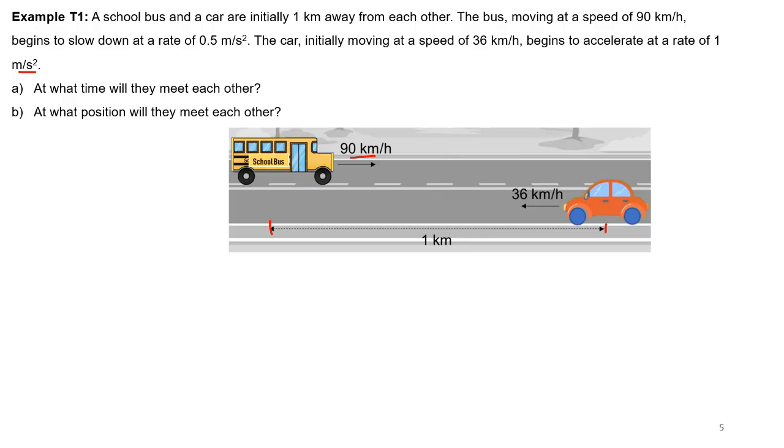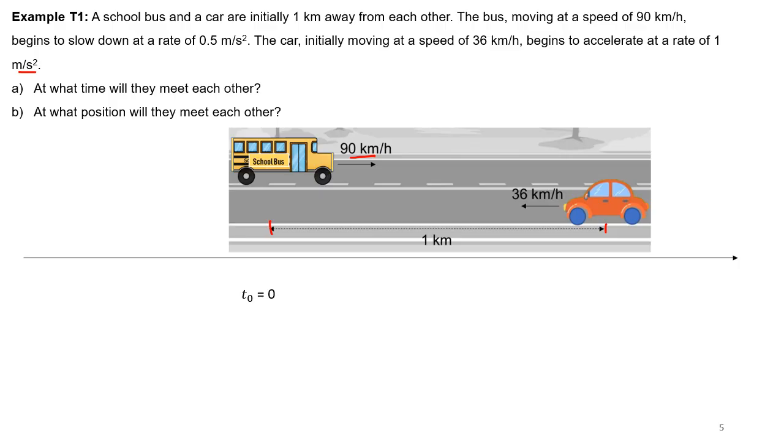That's what is given. What we need to find is at what time will the bus and car meet each other, at what time they will cross, and at what position will they meet each other. So in order to solve this problem, first we need to define an axis system. I take x-axis here and the arrow is pointing to right side. That means right side is positive.